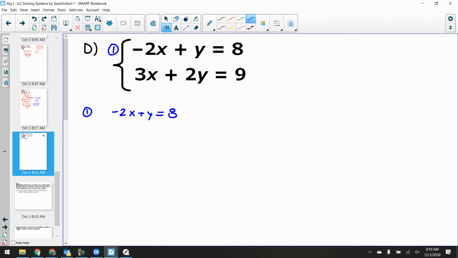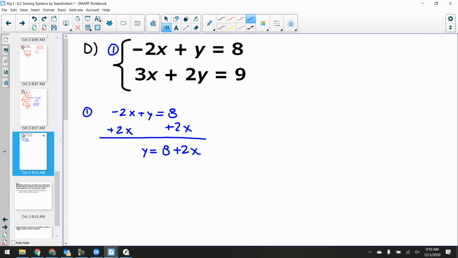What do we do to solve for y? Carson? Just add 2x over to the other side. Dividing would be breaking apart the 2 in the x. So y is equal to 8 plus 2x. Could I say 2x plus 8? Sure. Does not matter.